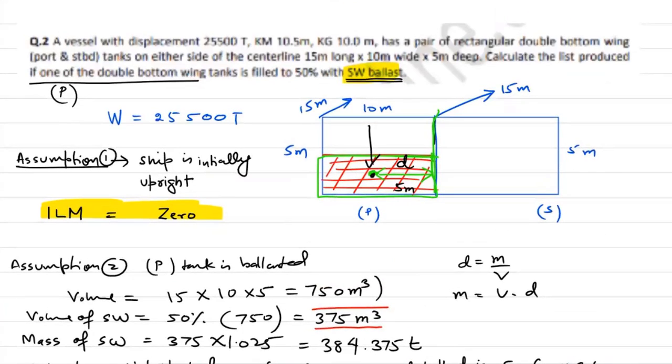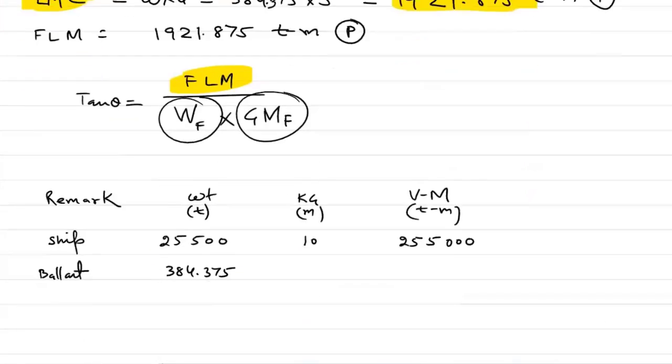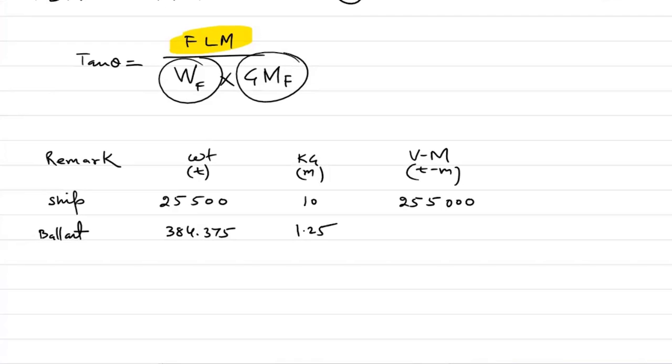And what is the vertical distance? Let's figure it out. It will be around 2.5, or 1.25. Why? Because the total depth is 5 meters. So this distance is 2.5, and this one is 2.5 divided by 2, which is 1.25. This is ballast, so we have to add. This is also ballast, so we have to add.